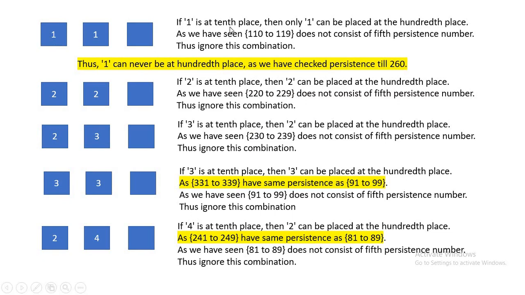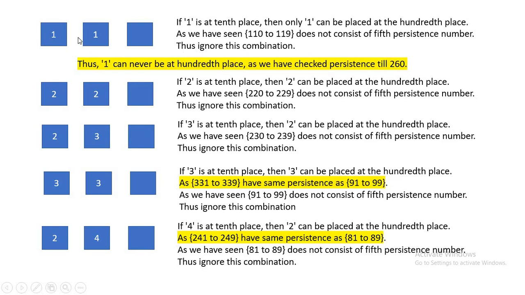If 1 is at the 10th place, then only 1 can be placed at the 100th place, because the 100th place digit should be lesser than or equal to the 10th place digit. So we are placing 1 here. As we have seen, 110 to 119 does not consist of a fifth persistence number. Yes, we have checked that till 260 no fifth persistence number is coming, thus ignore this combination.